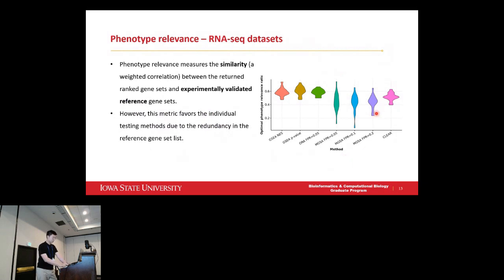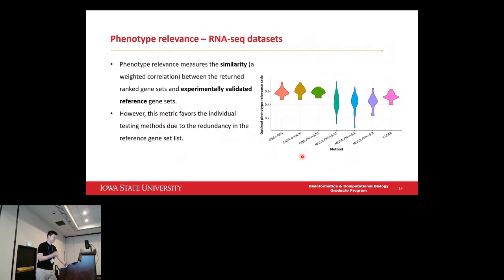So CLEAR does better than MGSA on this metric, but they are not as good as the traditional ones. This is because this metric, phenotype relevance, is a little biased toward the individual testing methods, because when they build that kind of reference gene sets, they do not consider redundancy. So in their collection, they have some parent, child, and also some gene sets that are very highly overlapped.